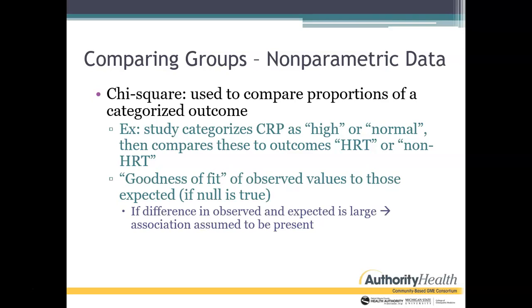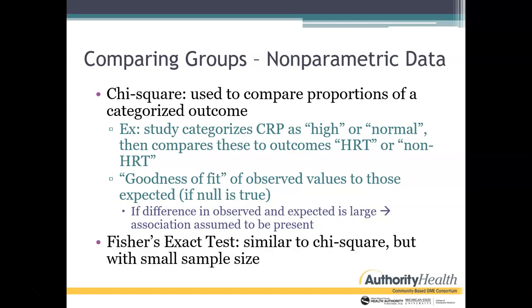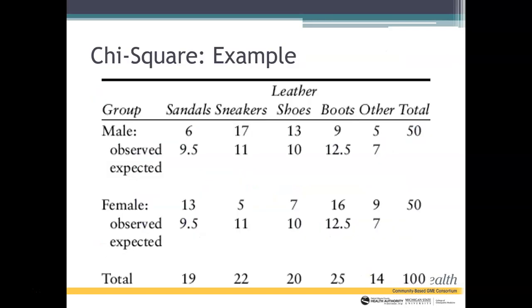So the chi-squared is a goodness of fit test looking at the observed values to those that are expected if the null is true. So with chi-squared, we talk about what was expected if the null is true versus what was observed. And if the difference in the observed and expected is large, then you assume that there's a significant association present. Fisher exact test is very similar, but it's for a smaller sample size.